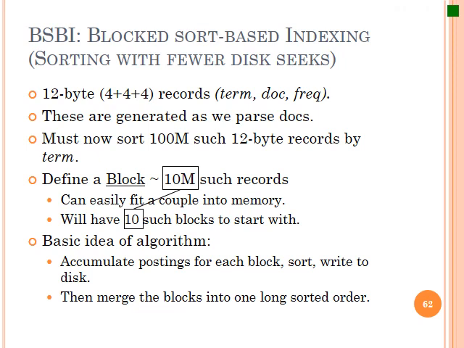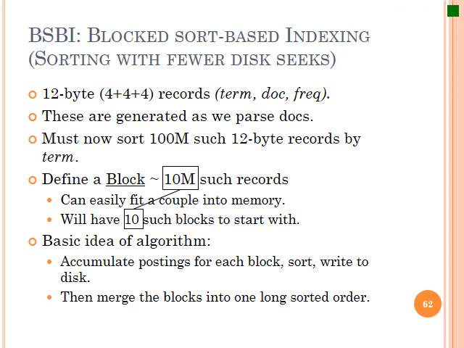Assume that you have records that take up 12 bytes: 4 bytes for the term, 4 bytes for the document ID, and 4 bytes for the frequency. 4 bytes for the term, because just now I said that the term on average takes up this much.